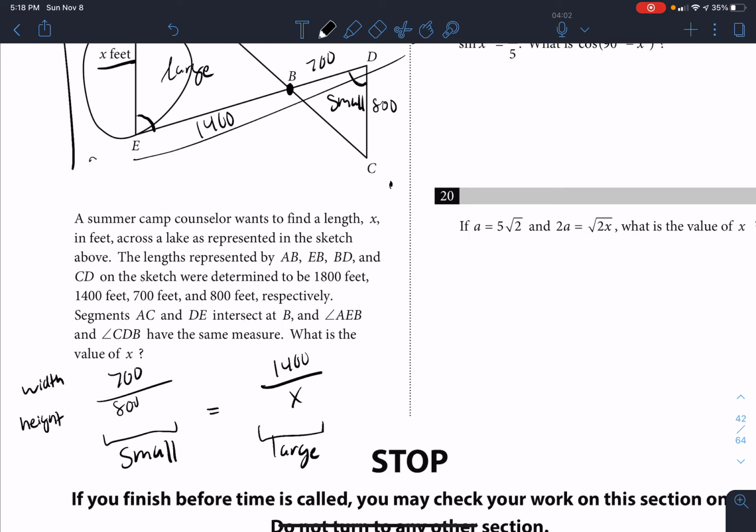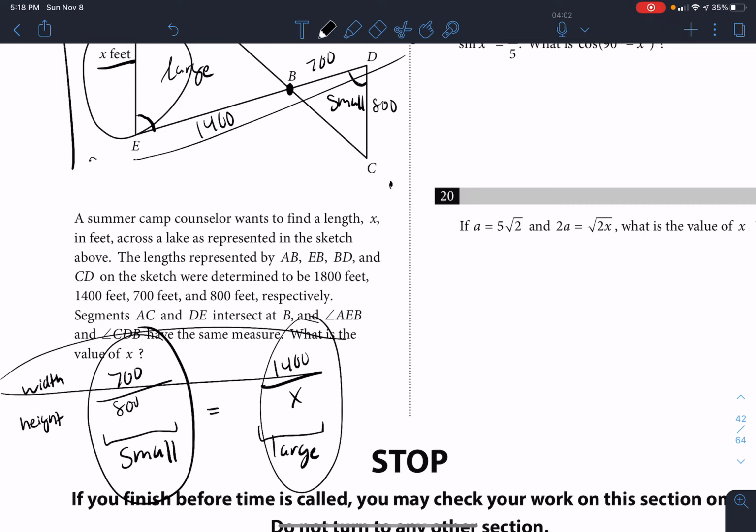Okay, so as long as you set them like this, here's small, here's large, here's width, here's height, and have them properly organized, it will always work out. You can have small and large on the left side, you can have width and height on the bottom. It doesn't matter how you do it. As long as it's consistent, you'll always get the answer.